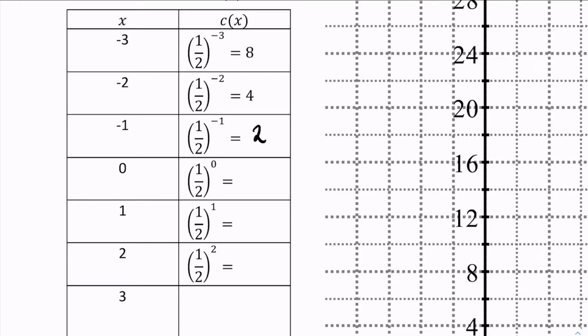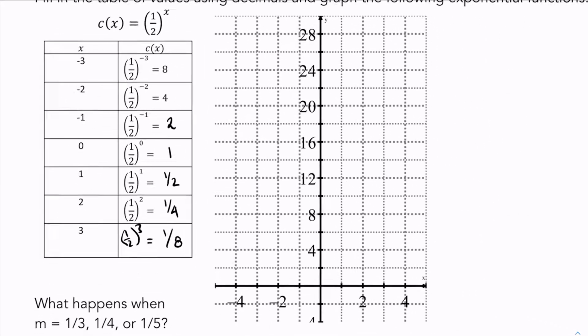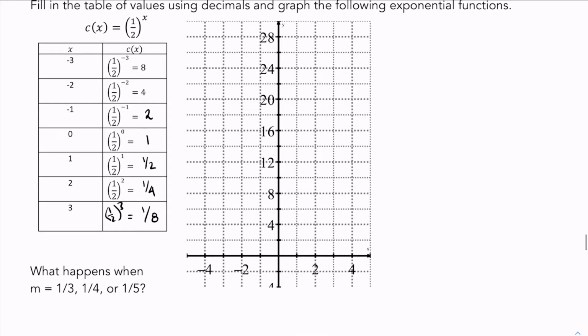This will be 2. Anything to the exponent of 0 is 1. This will be 1/2. This will be 1/4. And this one here will be 1/8, or 1/2 to the exponent 3. I'll write that in. Great. Okay, so let's plot these points.